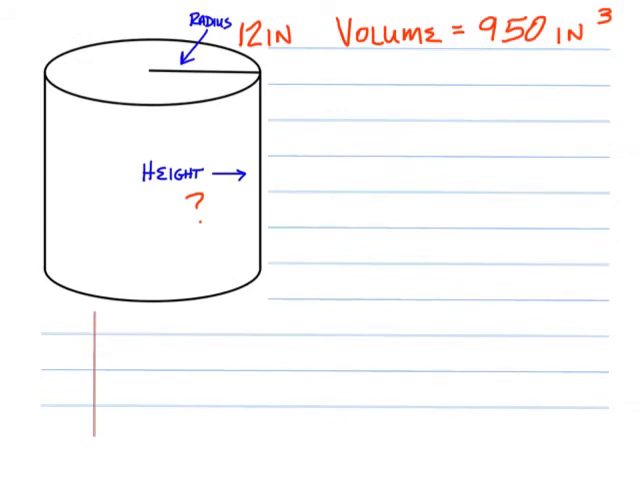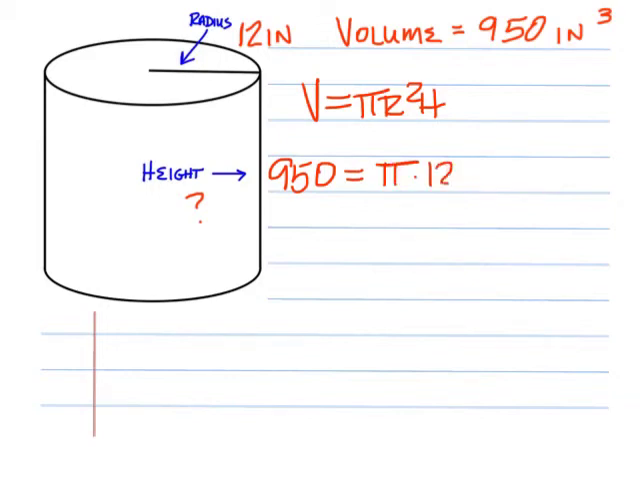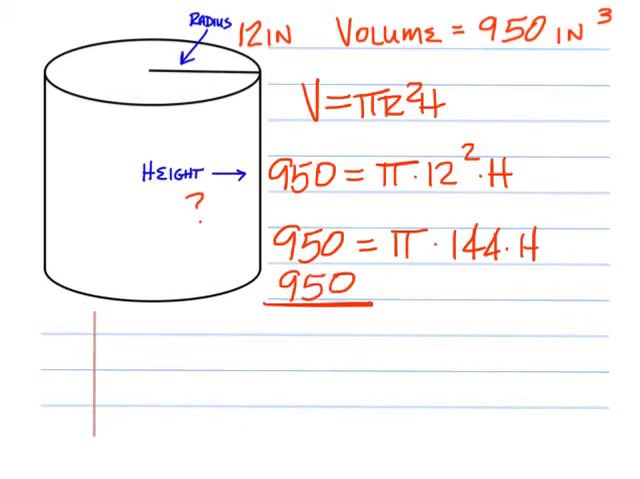Answer A. In this example, you're missing the height. You do this the same way as the previous problem, except you're solving for the height, and you won't have a square root. Start with the formula, and then plug in what you know. 950 is V. R squared in this case, we know that. That's 12 squared. But the height is what is missing. You're going to have to simplify the 12 squared first to get 144. And then, once you have that, you can divide the left side by the 144 and the pi that is with the h.